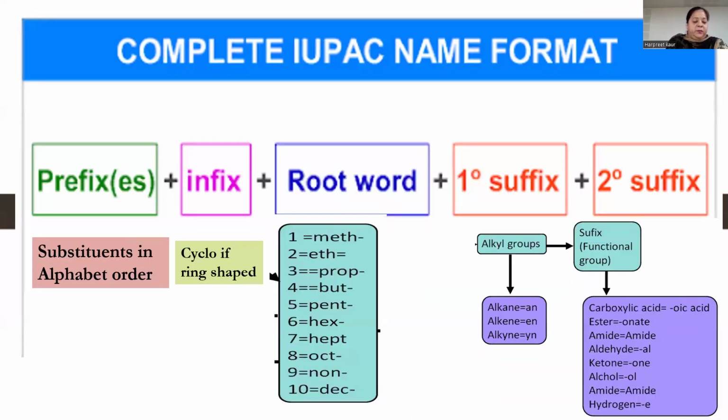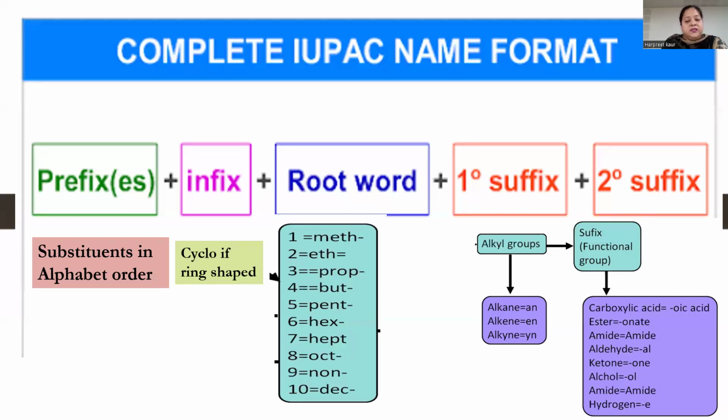And this root word depends upon the longest carbon chain. We represent meth for 1, eth for 2, prop for 3, but for 4, pent for 5, and so on, depending upon the number of carbon atoms. Then the second essential part that we have to look at is the primary suffix. This primary suffix means what type of bonds are present in the carbon-carbon chain. If only single bonds are there, then the suffix used is "ane". If one double bond, then the suffix is "ene". For the triple bond, it is "yne".